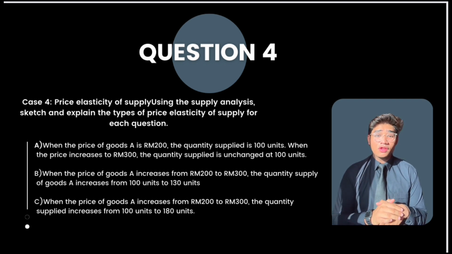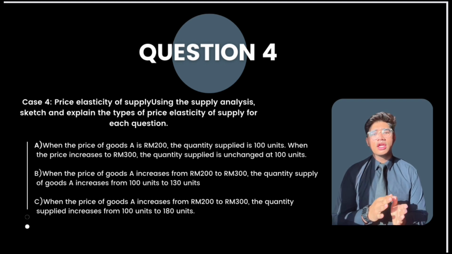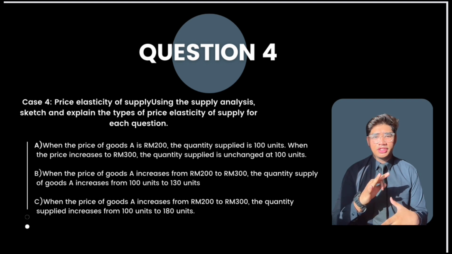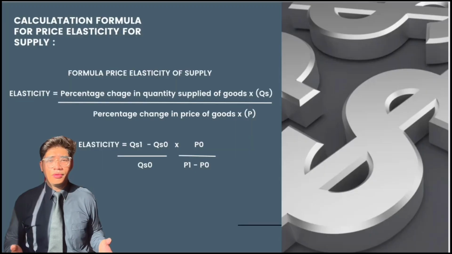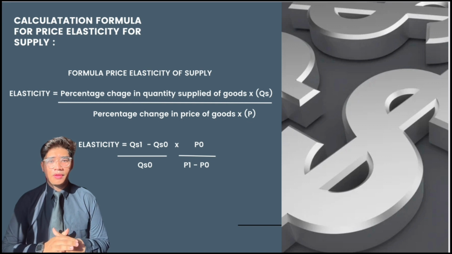Question B. When the price of good A increased from RM200 to RM300, the quantity supplied of good A increased from 100 units to 130 units. Question C. When the price of good A increased from RM200 to RM300, the quantity supplied increased from 100 units to 180 units. Formula, price elasticity of supply: percentage change in quantity supplied of good over percentage change in price of good. For example, (QS1 minus QS0) over QS0 times P0 over (P1 minus P0).